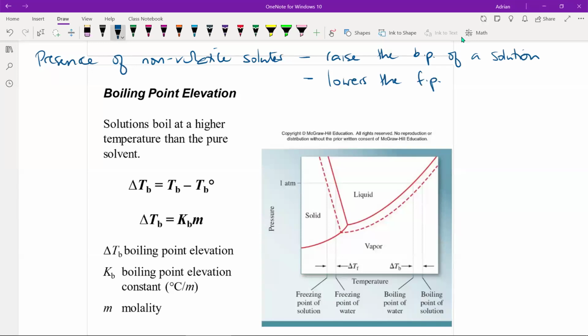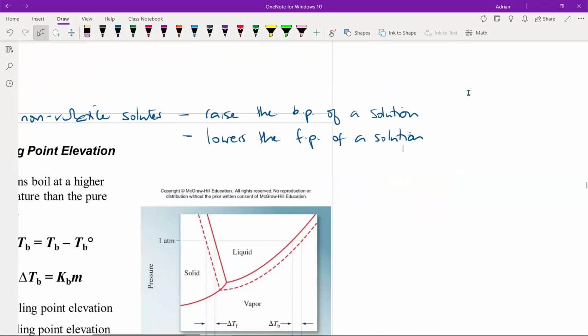So BP is boiling point, FP is freezing point of a solution as well, compared to the pure solvent, right? And this is one of the two sides of the same coin in terms of raising the boiling point, lowering the freezing point, compared to the pure solvent.